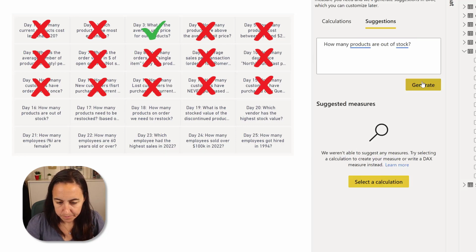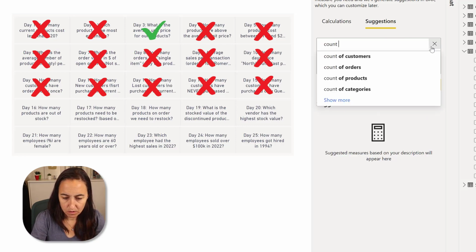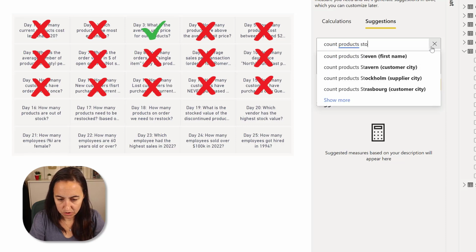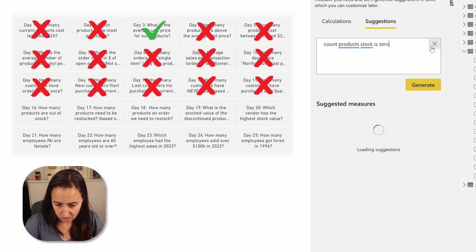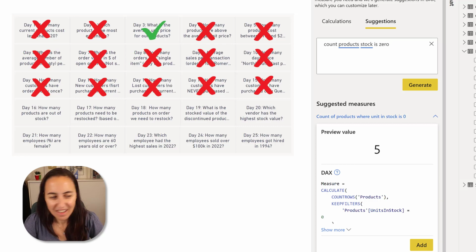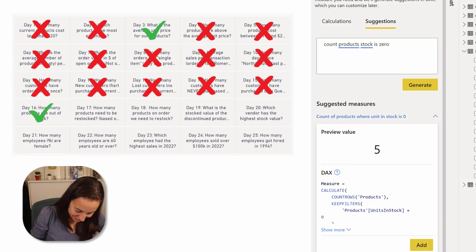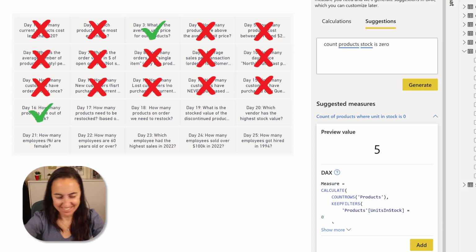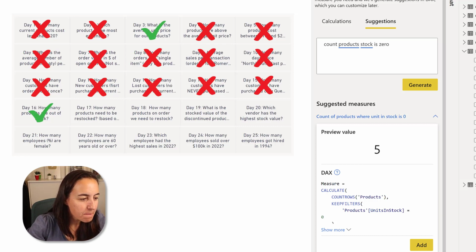Generate. How many? So count products. Stock is 0. 5. Ooh. Let's see. 16. 5. Yes, we got another one. Gotcha. Cool. Okay. How many products need to be restocked?